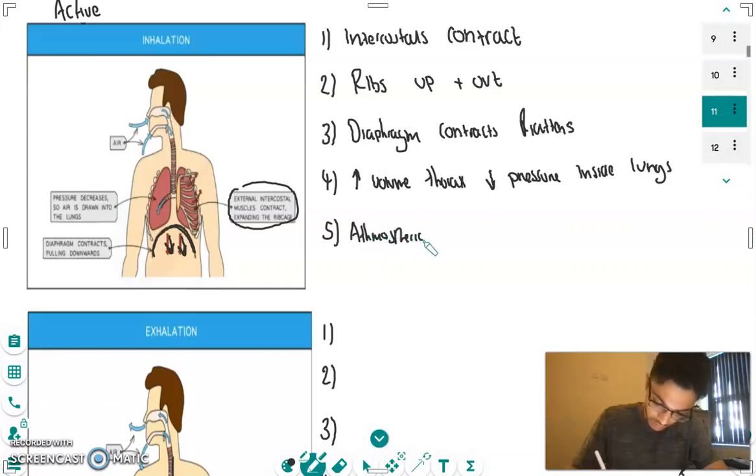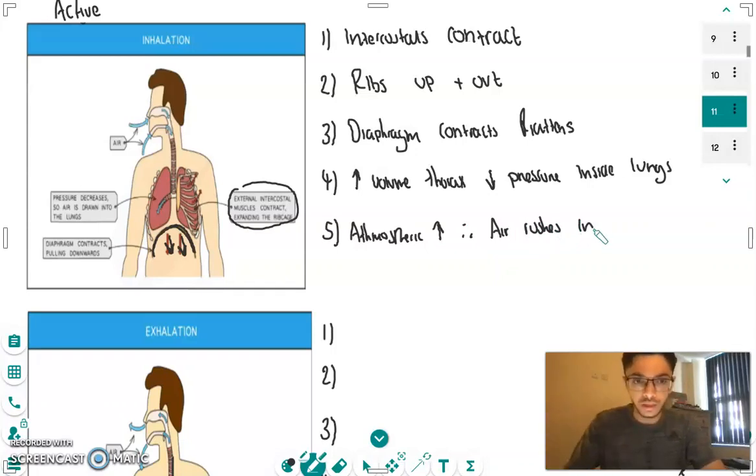Atmospheric pressure is higher than the pressure in the lungs, so therefore the air rushes into the lungs. And that essentially is the 5-step process of how inspiration works. Quick summary: intercostal muscles contract, diaphragm contracts. This causes more volume in the thorax. This decreases the pressure in the lungs, and now because the pressure in the lungs is lower than the atmospheric pressure, the air will just rush in, and this is an active process.